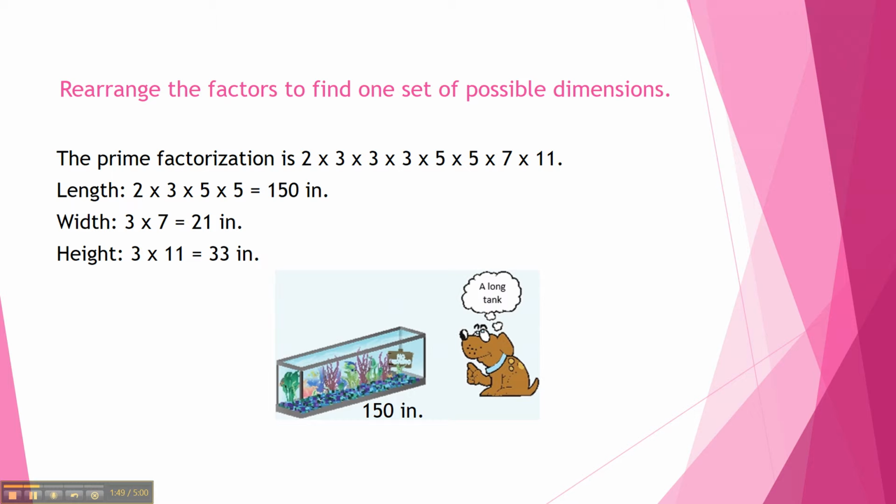So that's 150 inches. My width, according to the set of dimensions that I found, I label as 21 inches. And lastly, my height is 33 inches. So that's how you rearrange those factors to find a possible set of dimensions for your rectangular prism.